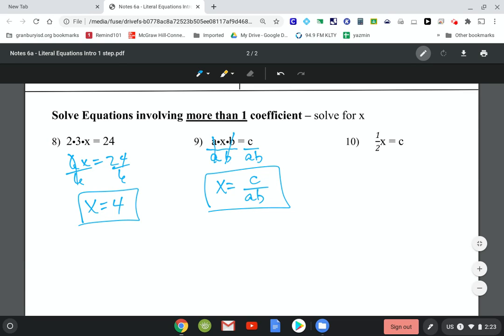All right, and then over here on number 10, this is pretty similar to what we've done. We want to solve for x, so we just multiply by 2, multiply by 2, so we get 1x, which is the same as x. And remember to put your coefficient first, then your variable term.